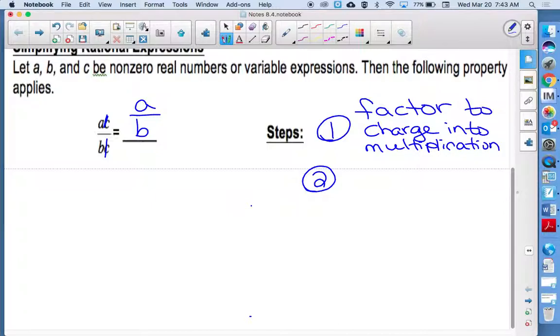When something is factored, factors are multiplication. The factors of 15 are 3 times 5. The word factor means change something to a multiplication problem. What two things multiply together to give me my original problem? So the first step is that it has to be a multiplication problem, which we're going to have to factor to get it into multiplication. The second step would be then to cancel the terms that are the same.